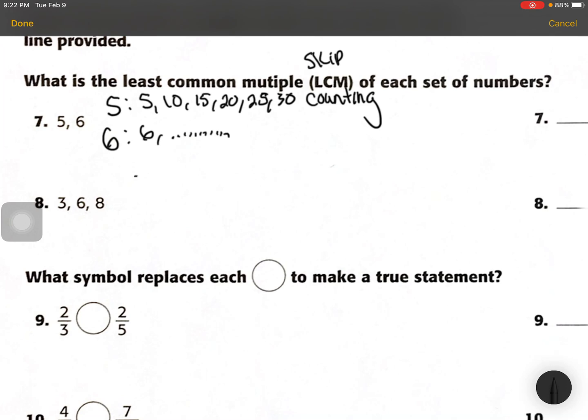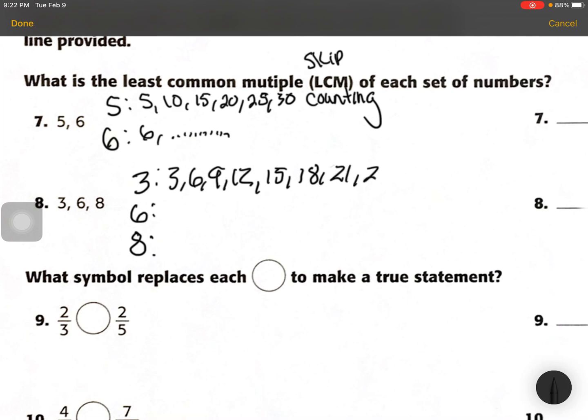Okay, number 8. We have 3 and 6 and 8. Now, these are all on your times table chart, so you can go through and skip count. So 3, 6, 9, 12, 15, 18, 21, 24, 27, 30, 33, 36. There you go.